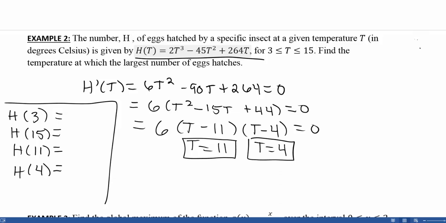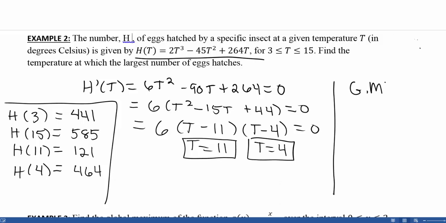So if I plug in a 3, I'm going to get 441 eggs hatched. If I plug in a 15, I'm going to get 585. If I plug in an 11, I get 121. And if I plug in a 4, I'm going to get 464. So here, the global maximum is going to be 585.